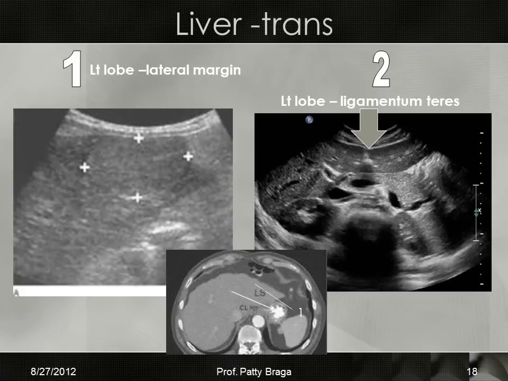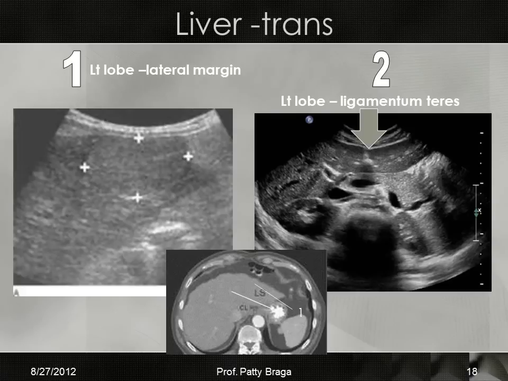So we're going to be angling superiorly, and we're going to be pointing towards the patient's left shoulder. And that's our best way to get this left lobe of the liver all the way on the tip. The second picture is a little bit less of an angle so that we get more of the left lobe that goes towards the right lobe.